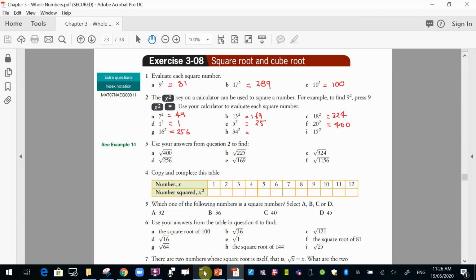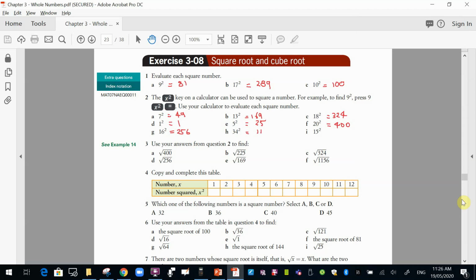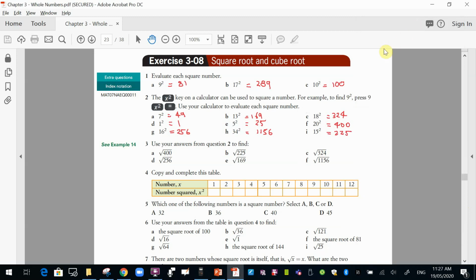34 squared. Might be surprising to know I don't know that one. 34 squared is 1156. And 15 squared, I know that one. 225. I'll just double check just to make sure. Yep, very good. Please remember to pause so you can write these answers into your book.